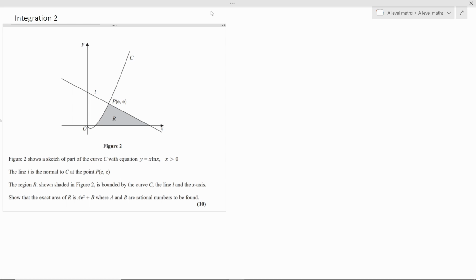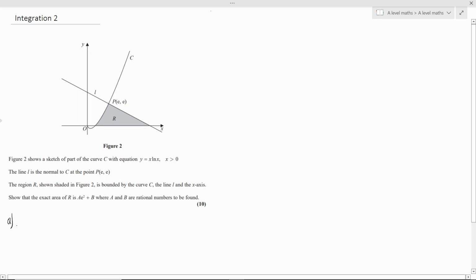So let's now begin. Figure 2 shows a sketch of part of the curve C with equation y = x ln x, x > 0. The line L is normal to C at the point P (e, e). The region R shown shaded in figure 2 is bounded by the curve C, the line L and the x-axis. Show that the exact area of R is Ae² + B, where A and B are rational numbers to be determined. So for this particular question, you might wonder what's our starting point?